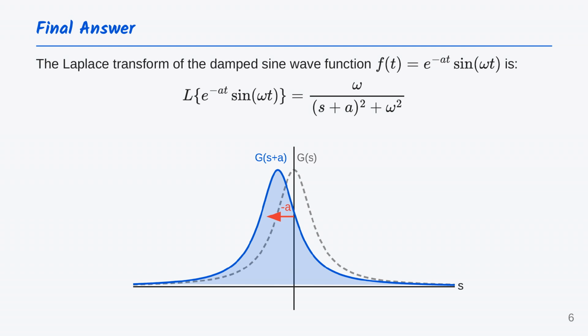This diagram here does a great job of showing what this frequency shifting looks like. The plot shows two curves on the s-axis. The original transform G of s is that dashed gray curve centered right at the origin. Our new transform G of s plus a is the solid blue curve. As you can see, the blue curve has the exact same shape as the gray one, but it's been shifted to the left. The red arrow labeled minus a points from the peak of the original curve to the peak of the new blue curve, perfectly illustrating that shift along the s-axis.